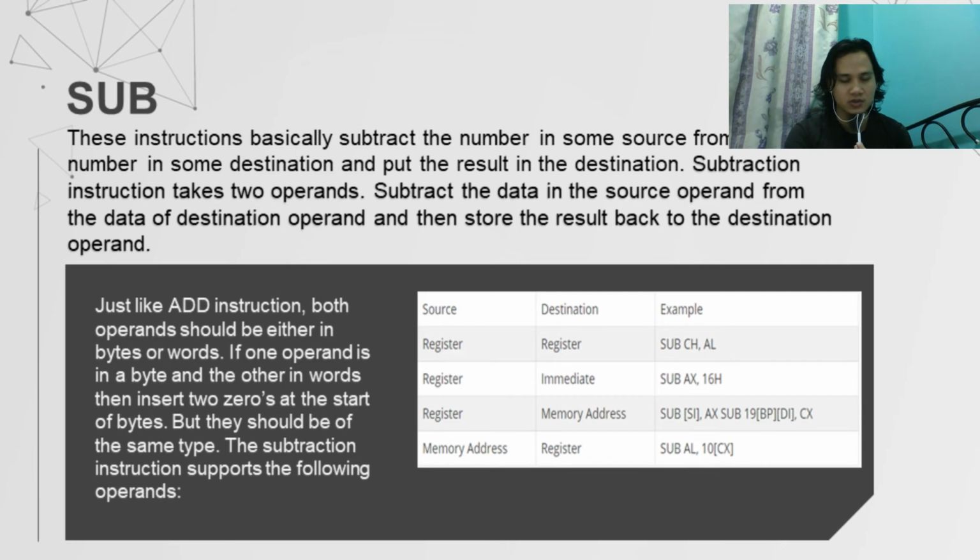The subtraction instruction supports the following operands. As an example, we have sub CH, AL, where the source is register and destination is also register. Another example is sub AX, 16H, where the source is immediate and destination is register. Then another example is sub [SI], AX, sub [BP], and then [DI], CX, where the source is register and destination is memory address. And the last example is sub AL, [CX + 10], where the source is memory address and destination is register.